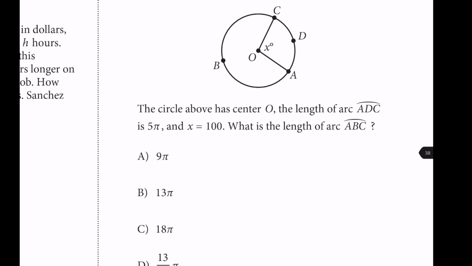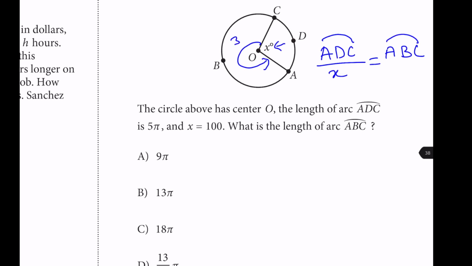What you need to understand here is that the ratio of the arc and the corresponding central angle are always equal. So what that means is arc ADC over the corresponding central angle X is equal to the other arc ABC over the corresponding central angle, which in this case goes around here, and that's 360 minus X. So I'm going to write 360 minus X here.